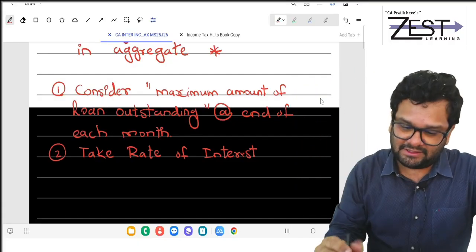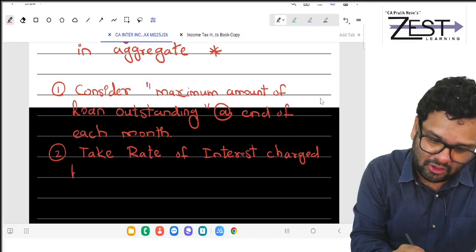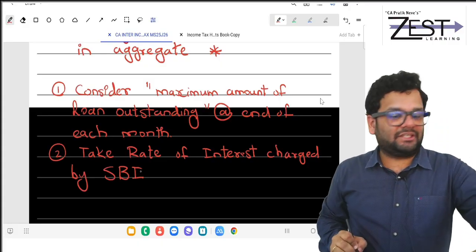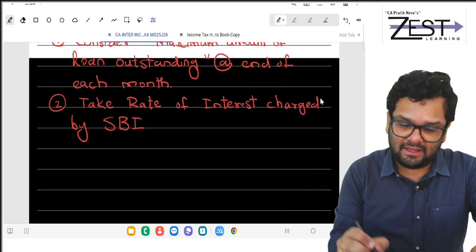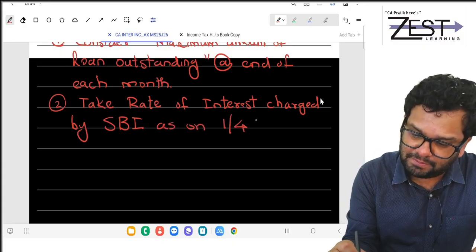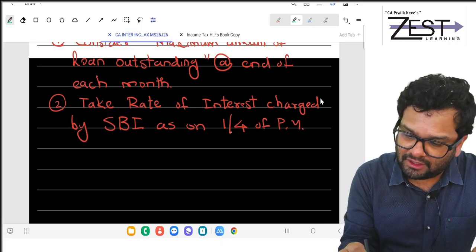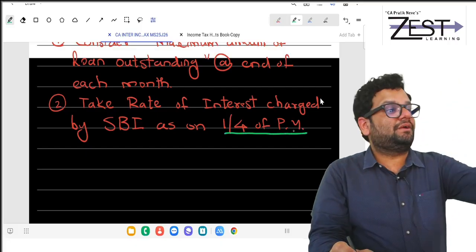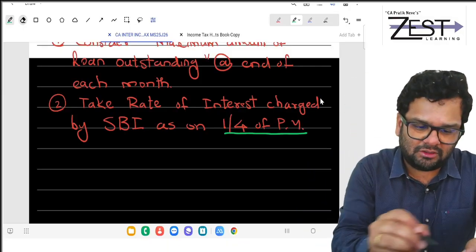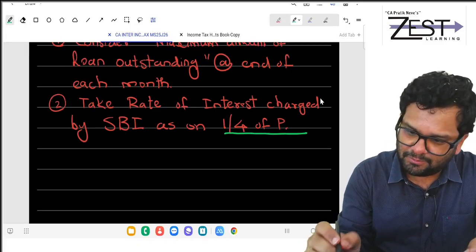So, take the rate of interest charged by State Bank of India, the largest public sector bank. Take the rate of interest charged by SBI, very important, as on 1st April of the previous year, not any other day. The loan may be taken on any day, but you should take the rate of interest charged by SBI as on 1st April of the previous year. Is the point clear?